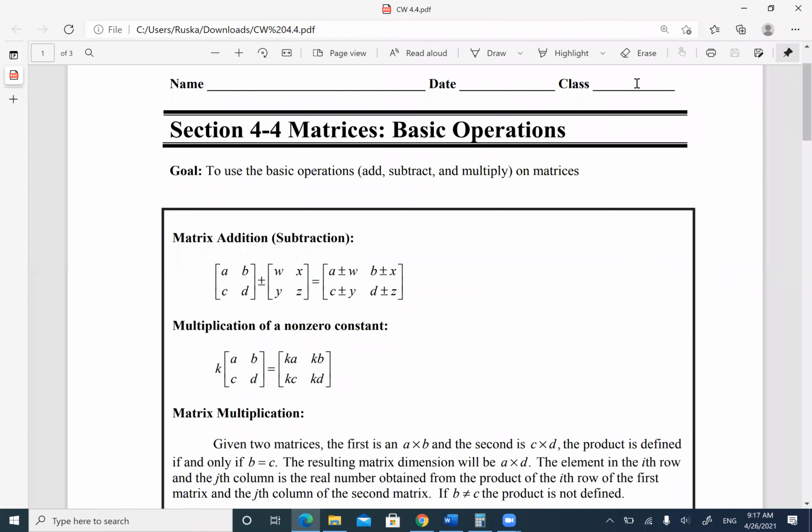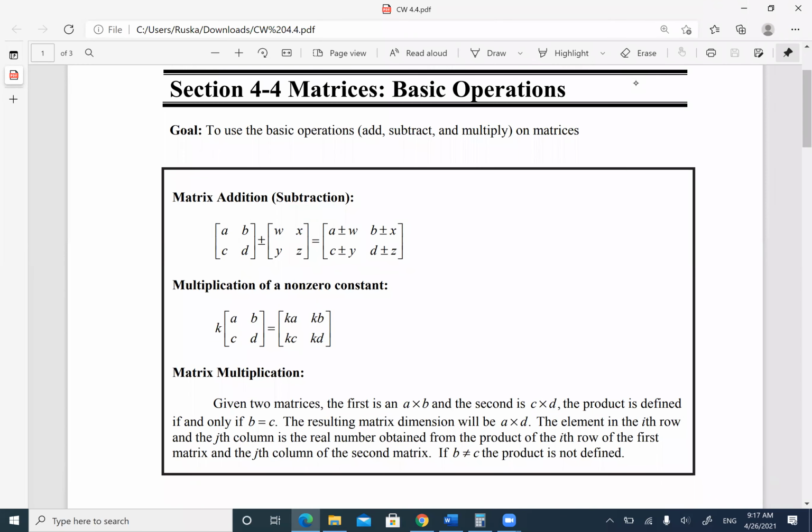Okay, so today we're going to go over section 4.4, which is basic operations with matrices. And we're going to do adding, subtracting, and multiplying matrices. And these are the operations. So what is a matrix first?